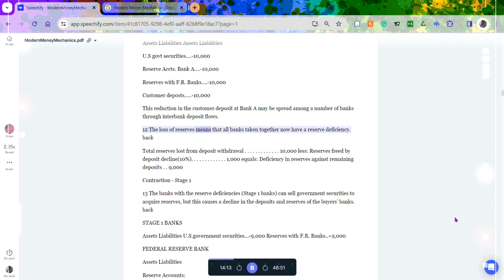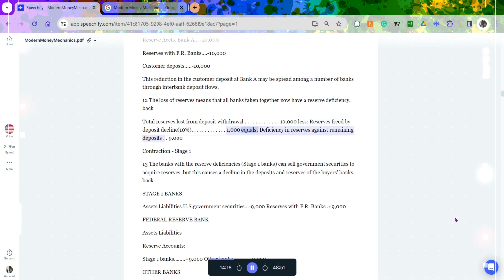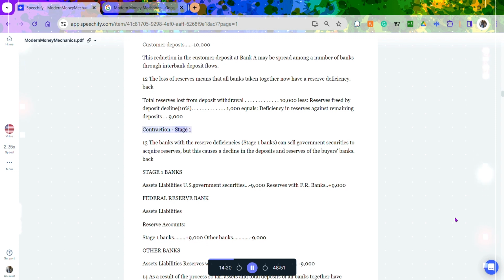12. The loss of reserves means that all banks taken together now have a reserve deficiency. Total reserves lost from deposit withdrawal: 10,000, less reserves freed by deposit decline, 10%, 1,000, equals deficiency in reserves against remaining deposits: 9,000, contraction stage 1.